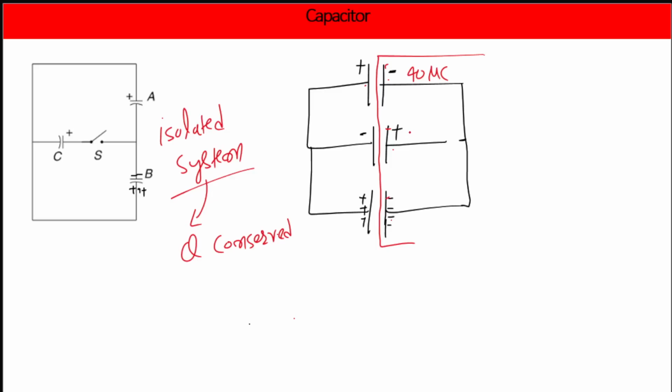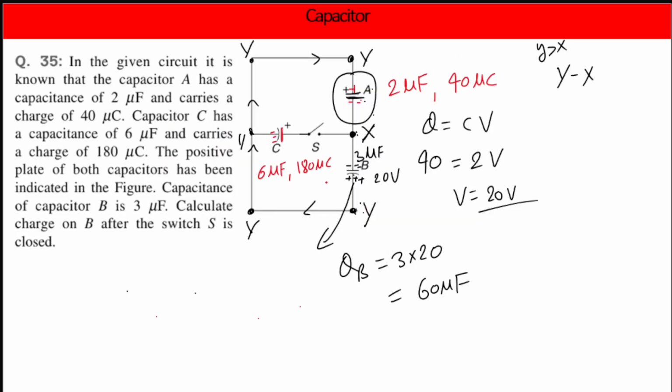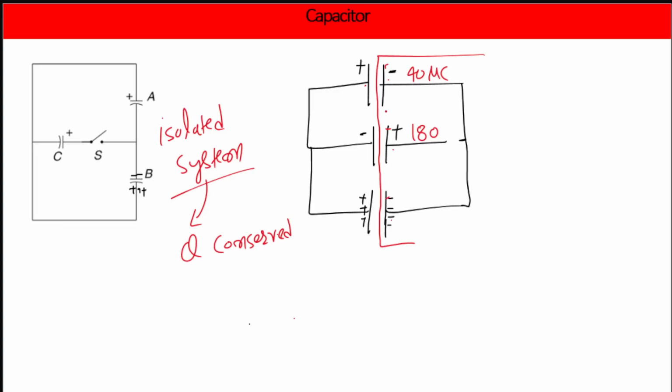40 microcoulomb. How much is this one? 180 it was. Okay, we should not do it wrong. 40, 180 and 60. So this is 60 microcoulomb. Now add them carefully. What is the charge on the system?